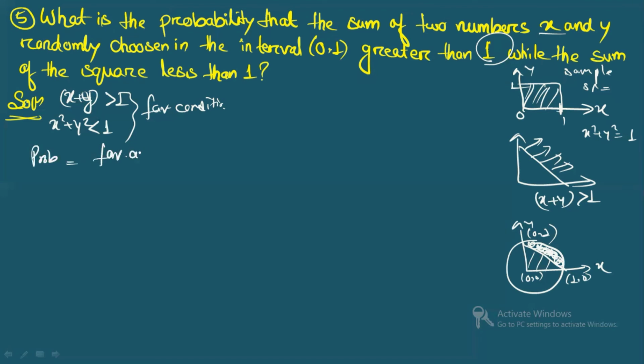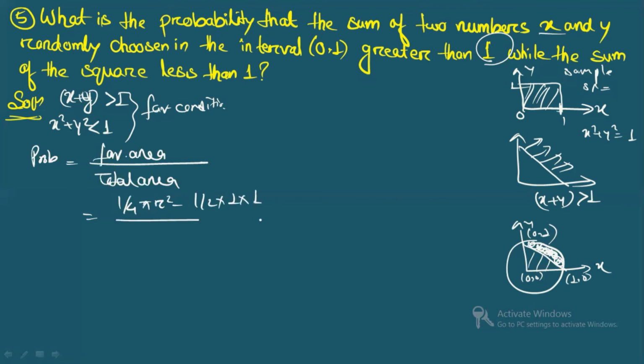Favorable area divided by total area. Done. Favorable area is what? Quadrant's area minus the triangle's area, right? Half into base into altitude is half into 1 into 1. Divided by total area, which is the square. Okay, so its area is what? Side into side. All right, so what will you get?